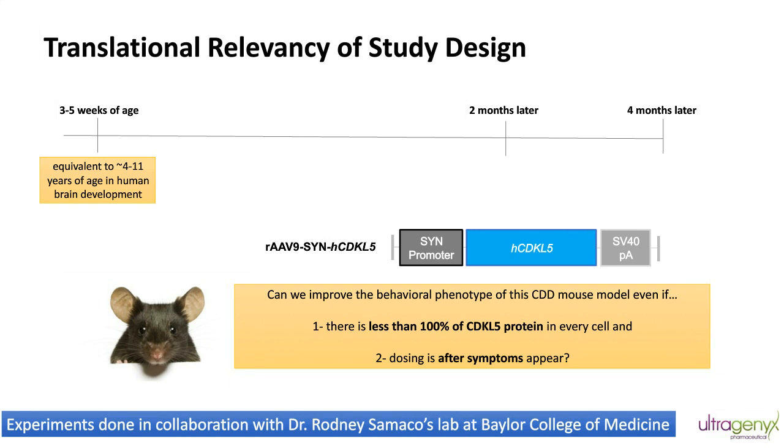We know that by the time we get to these patients, they're already going to have symptoms. And we know that with the limitations of this technology, we're not going to be able to hit every cell. But by testing these same limitations in a mouse model, if we're able to move that bar at all on the phenotype of this mouse, it would give us confidence that we're able to do so in a patient as well.